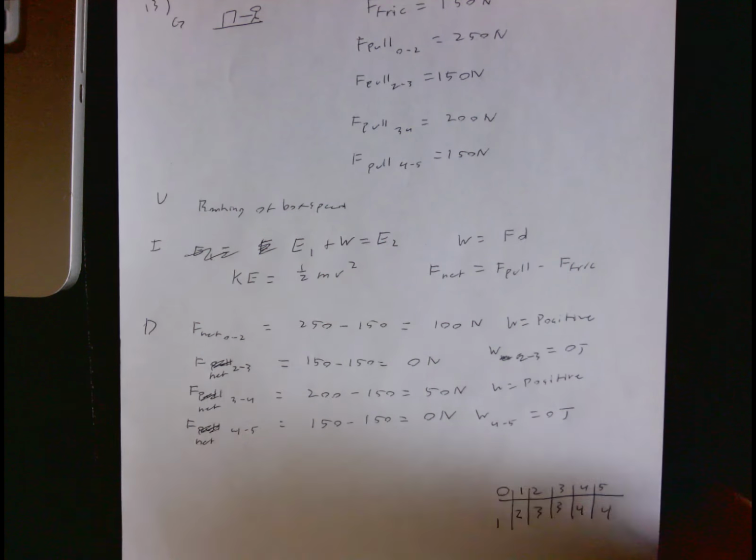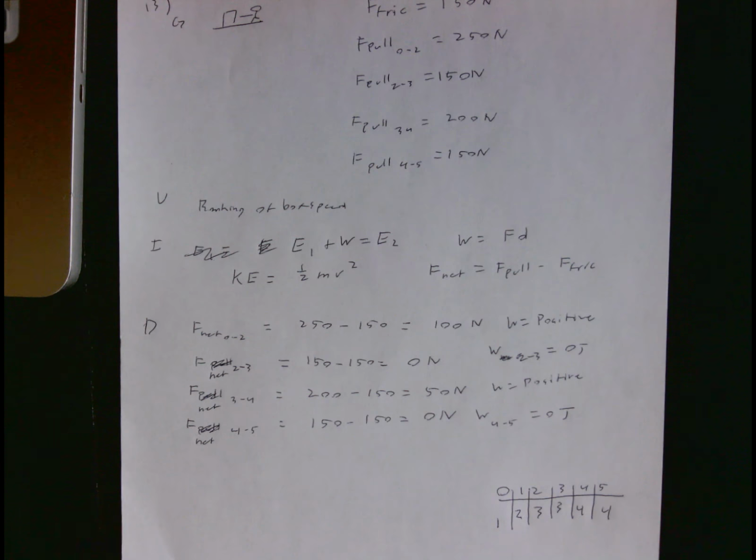And so as a ranking, the speed at 0 seconds is slowest, followed by the speed at 1 second, and then the speed at 2 and 3 seconds are tied, and then that's beaten by the speed at 4 and 5 seconds.